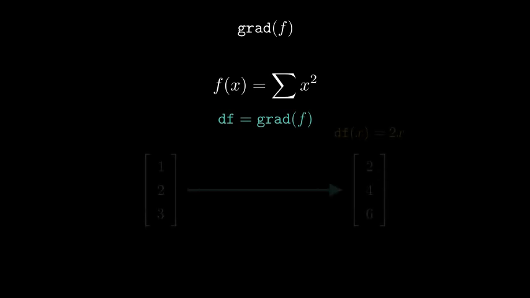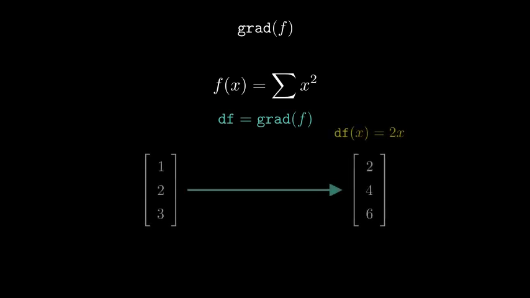Take f of x equal to the sum of x squared. Then grad of f gives us df, and df of x is 2x. Feed in the column vector 1, 2, 3, and it hands back 2, 4, 6. No symbolic algebra by hand, no derivative rules typed out. Just call grad and call the result.